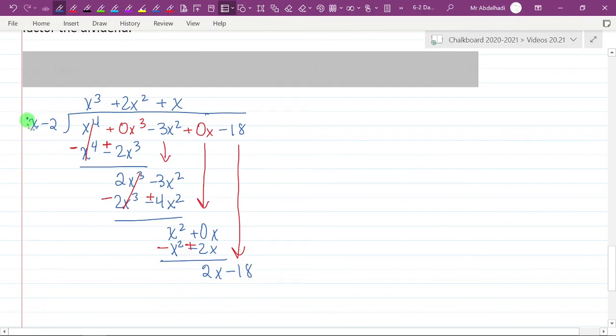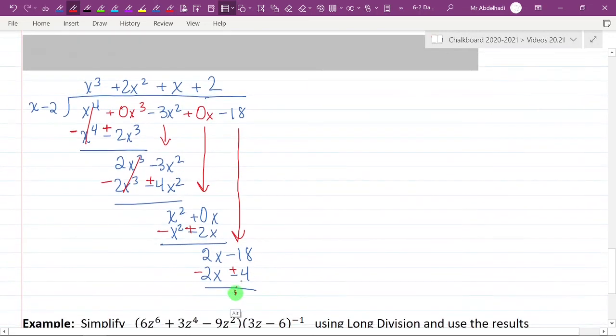What would you multiply by x to get 2x? Multiply by 2. 2 times x is 2x. And 2 times -2 is -4. Now subtract. This becomes a minus. This becomes a plus. Positive 4 plus -18, or 4 minus 18, is -14.